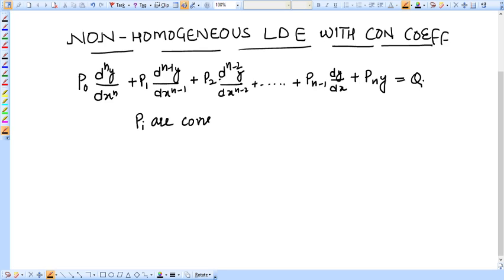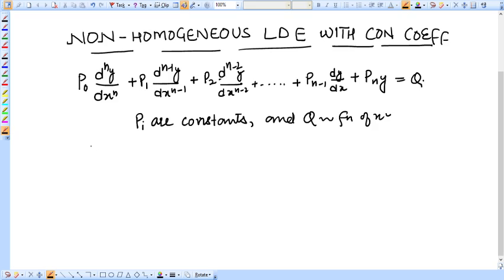The pi's are constants and q is a function of x. So this equation is a non-homogeneous linear differential equation with constant coefficients, right?